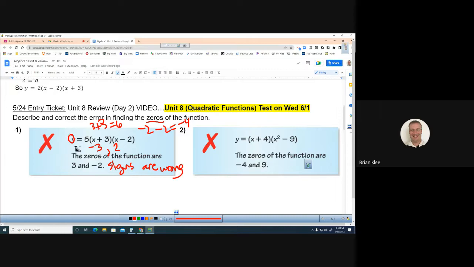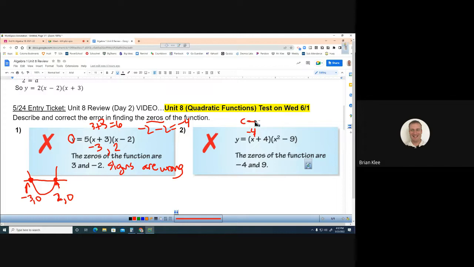We know for the most part, the graph of this, I don't know a lot about the graph for sure, but I know that this value here is going to be negative 3, 0. And I know that this value here, the other intercept, is going to be 2, 0. Okay, and over here, what's the mistake? Well, this part's good. The negative 4 is right.